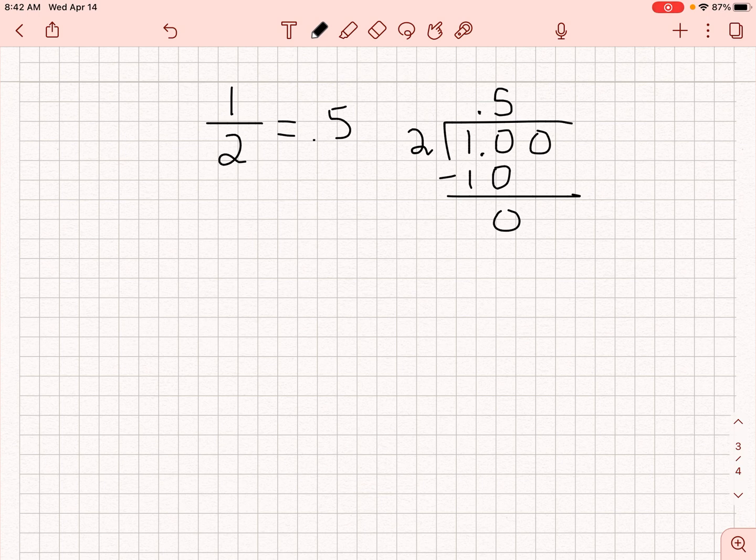Another way to say 0.5 is 50 cents. So yeah, half of $1 is 50 cents. That makes sense. No pun intended.